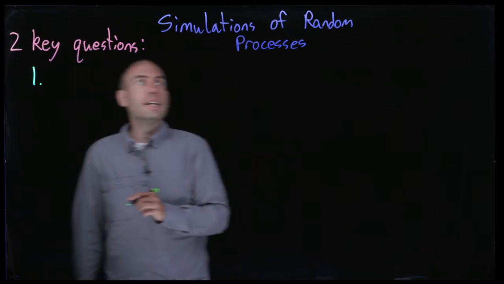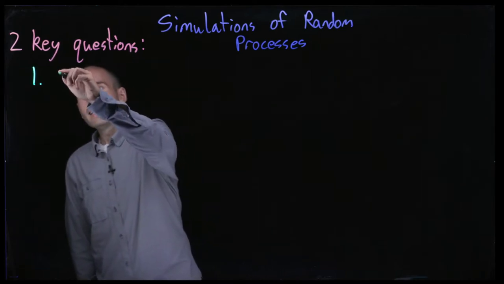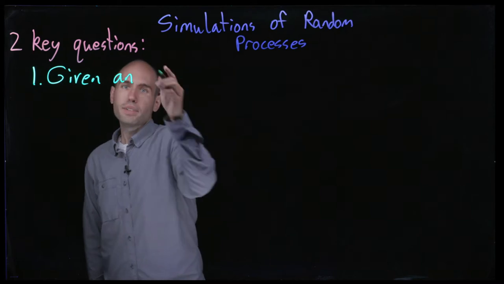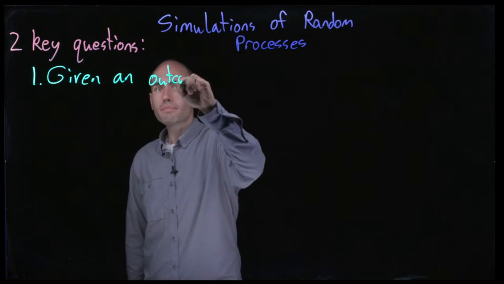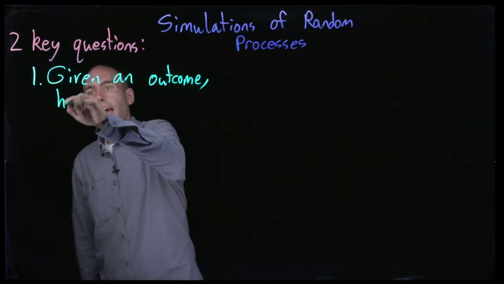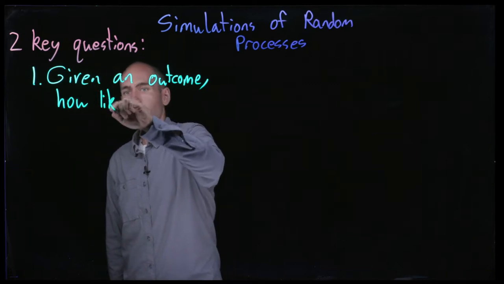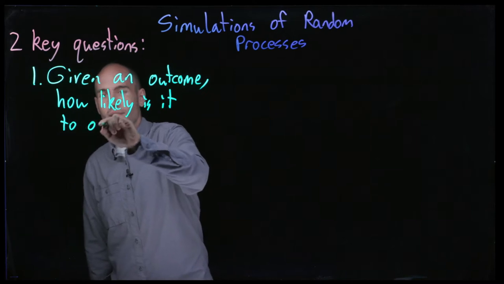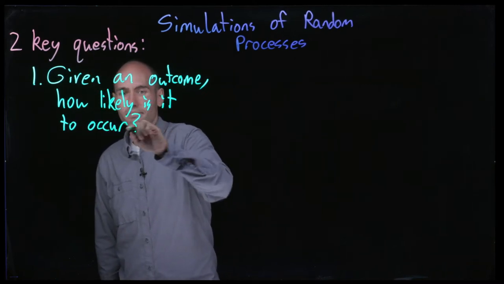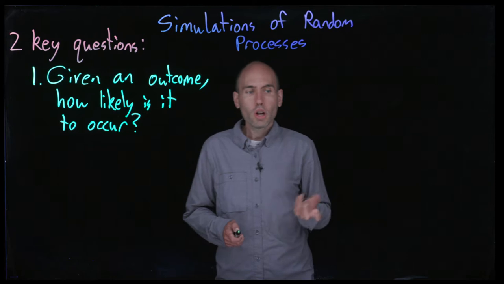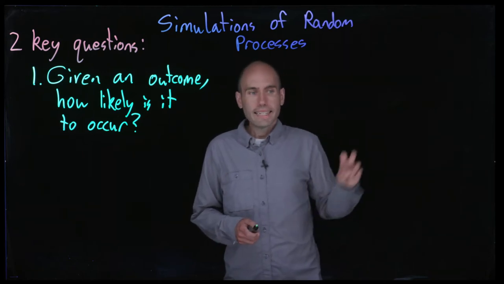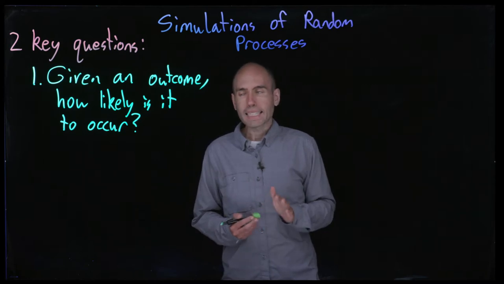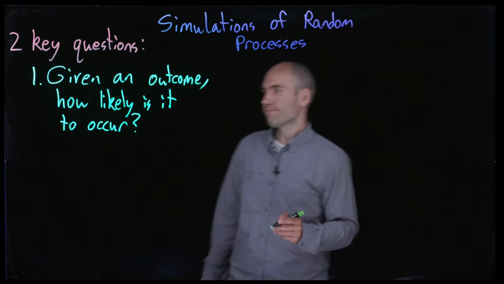So key question number 1 is, given an outcome, how likely is it to occur? For example, roll 3 dice, take the maximum of those 3 numbers. What's the probability that that maximum is at least 5?